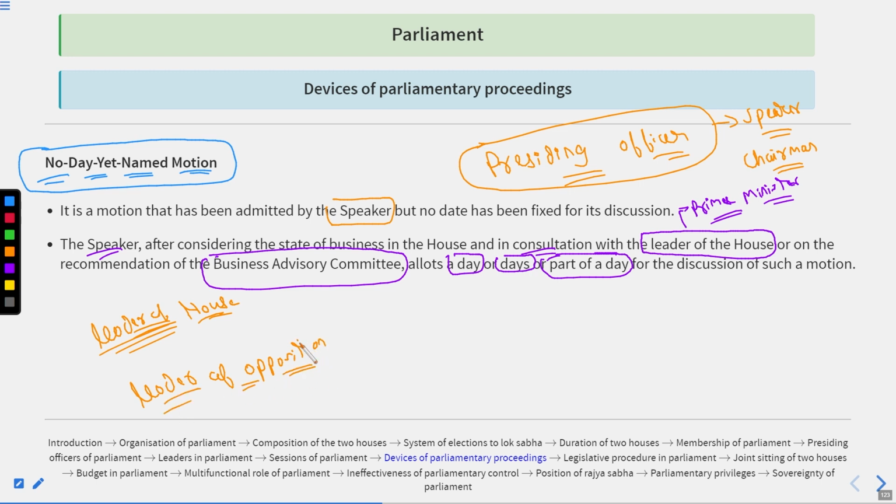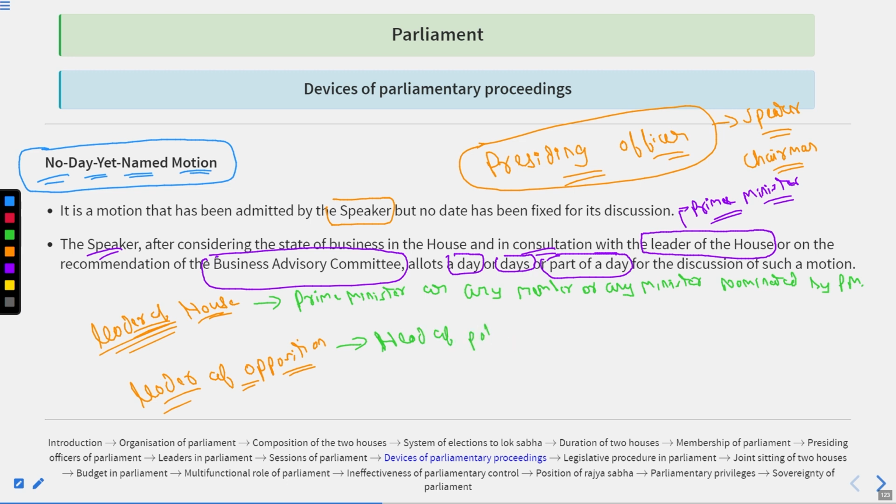Okay, so let's make a quick revision of it. We know the leader of a house will generally be the prime minister, or any member, or you can say any minister, nominated by the prime minister.